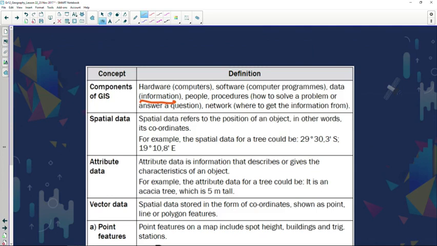Now, very importantly, we also look at spatial data. Spatial data refers to the exact position of an object. For instance, if you look at spatial data of your school, what is the exact location of your school? So we go to coordinates. The coordinates of the school are 23 degrees, 50 minutes, 55 seconds south, 21 degrees, 48 minutes, 30 seconds east. That's spatial data. That's the exact location of the school.